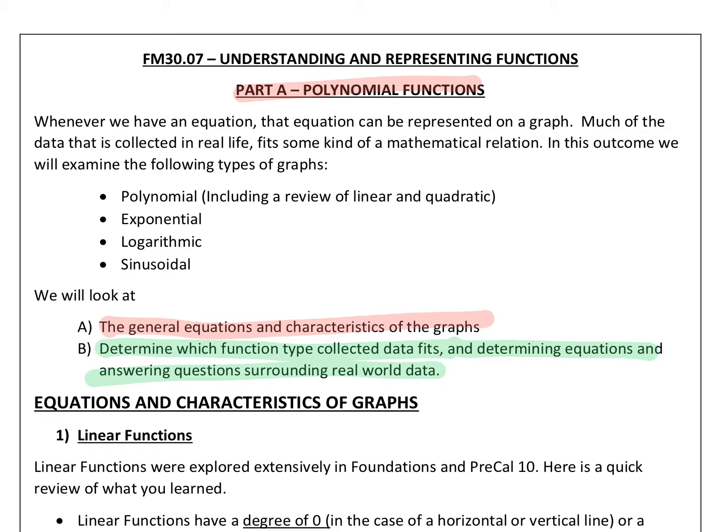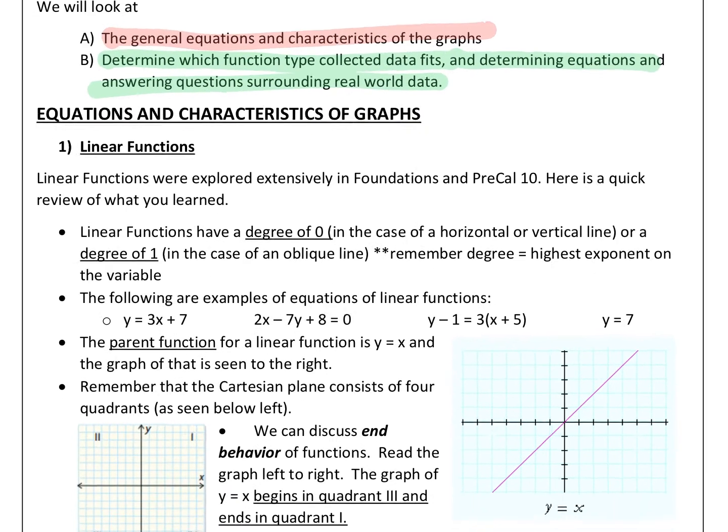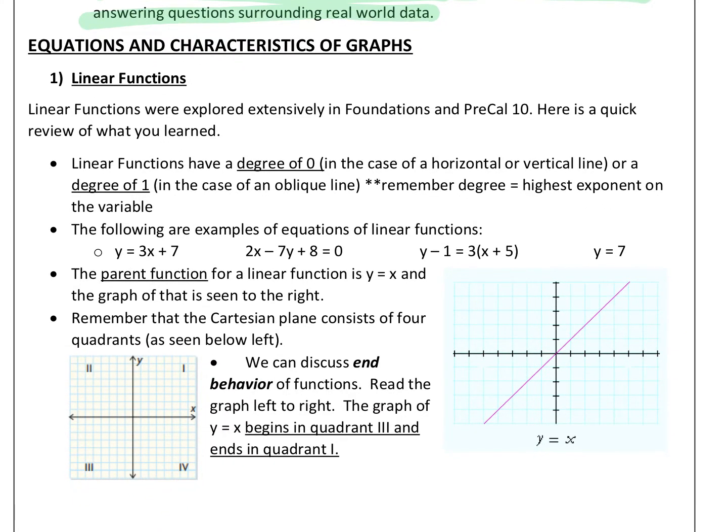So as I said, we're going to be looking at polynomial functions, including linear, quadratic, and cubic. Then we will move on to exponential, logarithmic, and sinusoidal. So this lesson specifically will be about linear functions. So we're going to be going all the way back to Foundations in Pre-Cal 10, where you looked extensively at linear functions. And here's a quick review of what you learned.